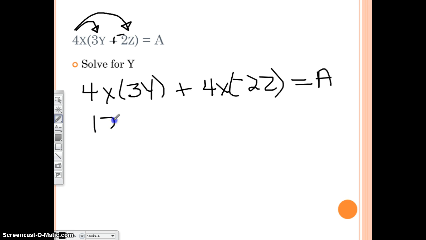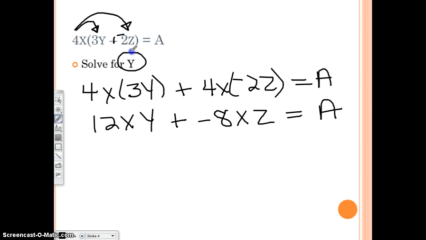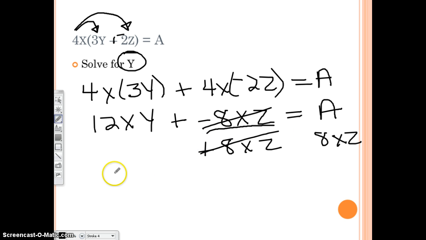Distribute this across and we get 12xy plus 4 times negative 2 is a negative 8xz. What are we solving for? We're solving for y. What do we want to get rid of first? Let's look at that. If we add an 8xz to both sides, what do we get? This goes away, negative 8xz plus 8xz. That gives us 12xy on this side, and I'm not following my own advice by putting a tail on those.